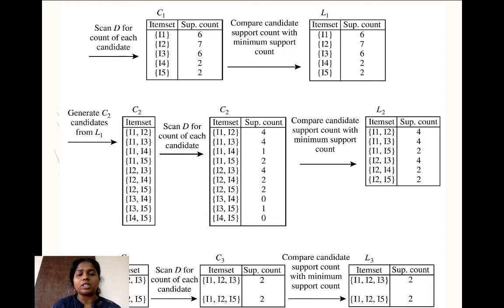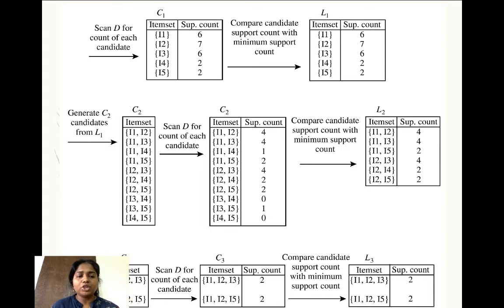Then I go for the support count check. I scan the database, find out how many transactions have I2 and I1 together, and I1 and I3 together. Likewise, I count for every possible combination and I list the support count values. Now, whichever has got a minimum support count of 2 or above is taken as frequent two item set. So I have L2 which is generated from C2 and which satisfies the minimum support value.